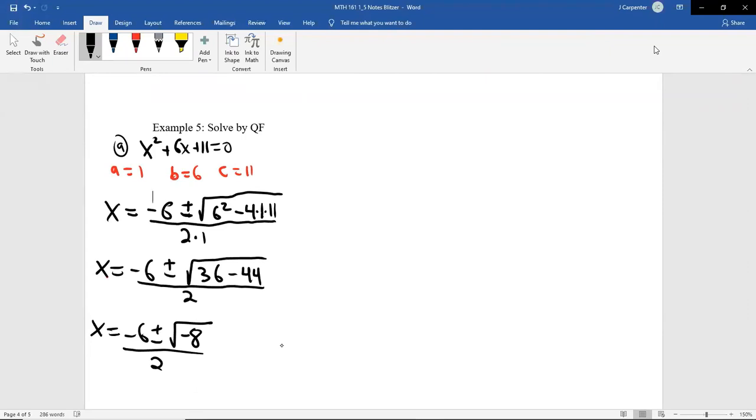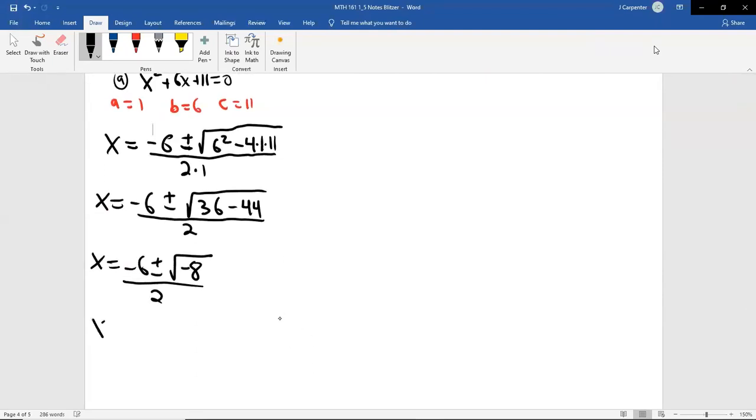The square root of negative 8 we cannot completely take, but we can simplify it. So we go x equals negative 6 plus or minus, and we can write that as the square root of negative 4 times 2. You can break up the negative as negative 1 times 4 times 2 if you really like. We know the square root of negative 4 is 2i. So we still have this square root of 2 inside. This negative 4 gets pulled out as 2i. So that square root of negative 8 is now going to be 2i square root of 2. Then we have the all over 2.